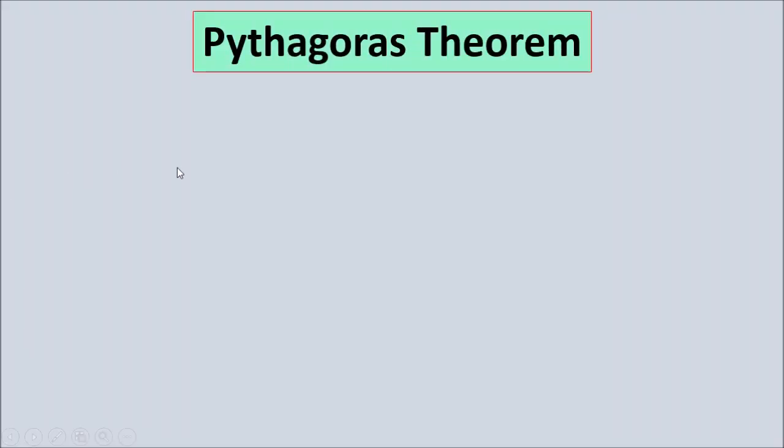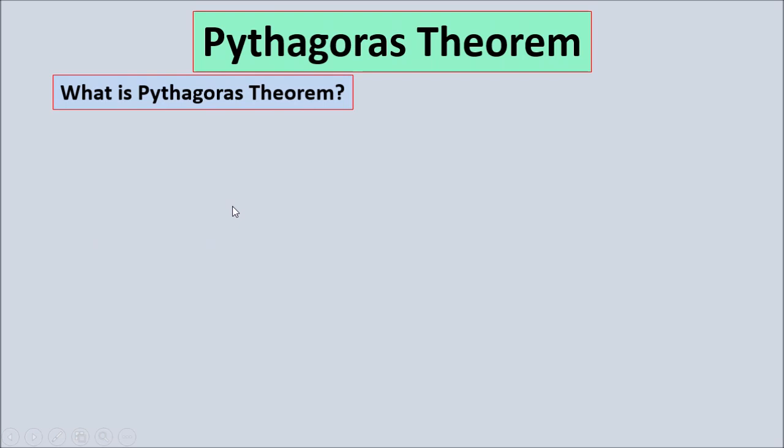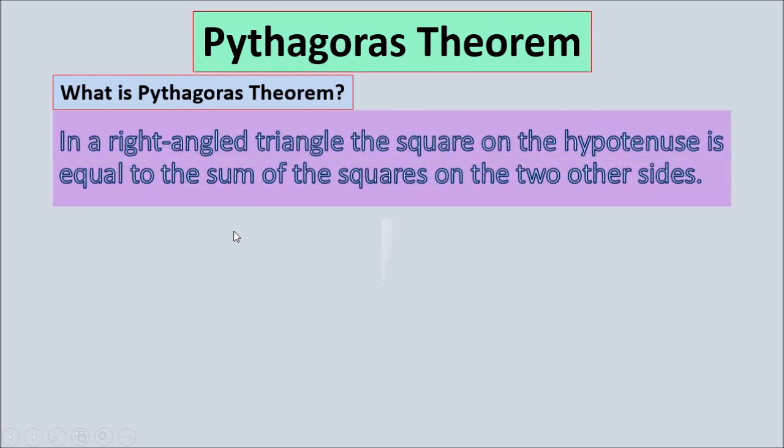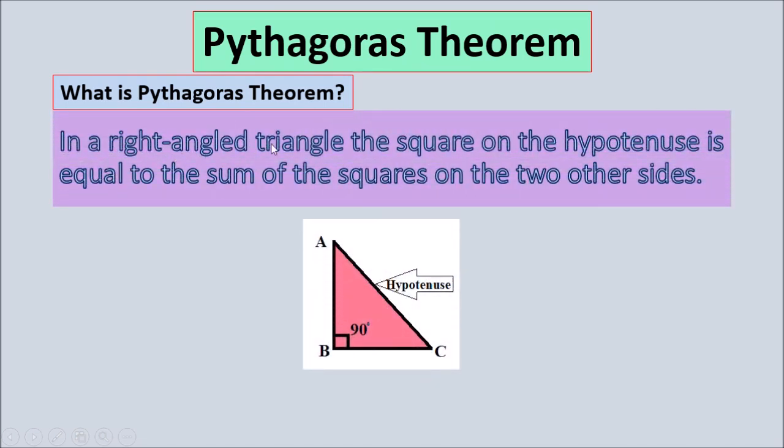So now the question is, what is Pythagoras theorem? In a right angle triangle, the square on the hypotenuse is equal to the sum of the squares on the two other sides. Again, in a right angle triangle, the square on the hypotenuse is equal to the sum of the squares on the other two sides.